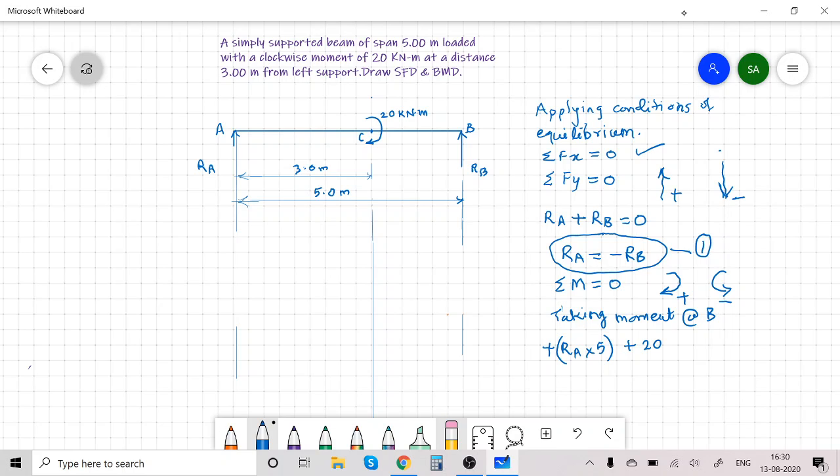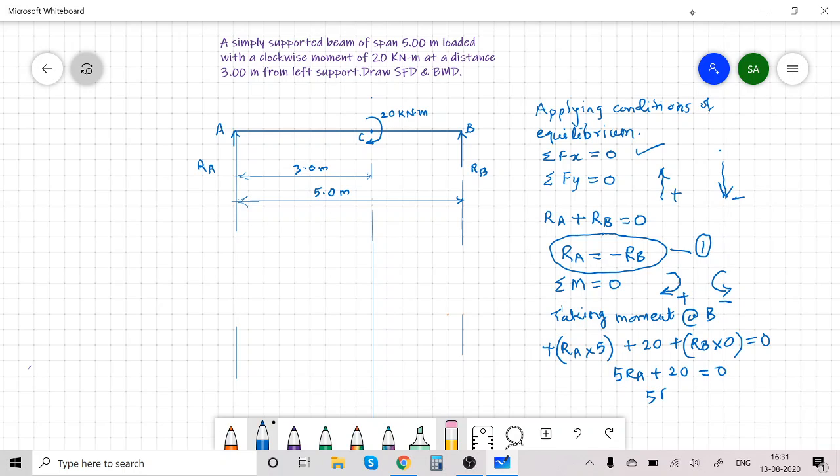This 20 kilonewton meter is itself a moment. Don't consider the distance up to B again. Plus RB into 0, as RB passes through B, the perpendicular distance is 0. The sum must be equal to 0. So simplifying this, what I will get, 5RA plus 20 is equal to 0.